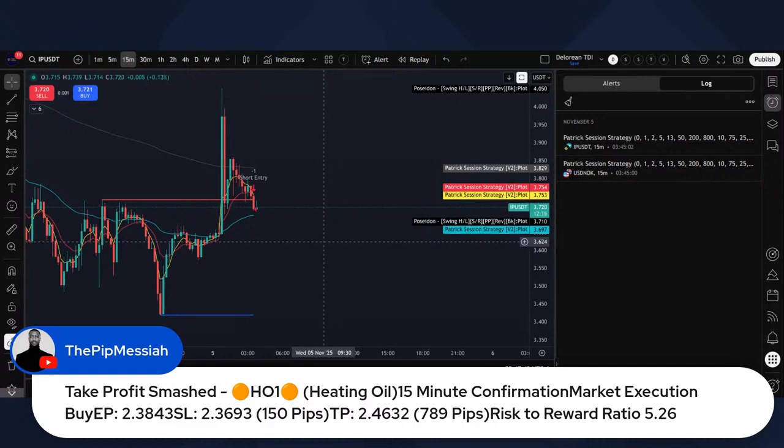Then we'll come back for New York at 7:30 a.m. Central Standard Time. We've got about 12 minutes to wait before we get the parameters for these two trades. That'll be it for us for the live.